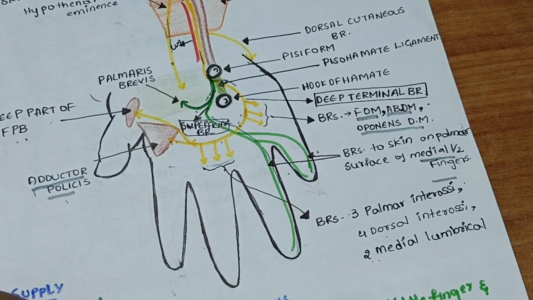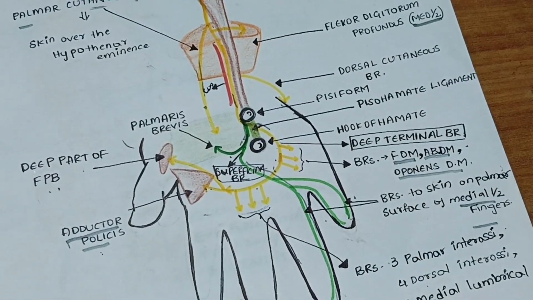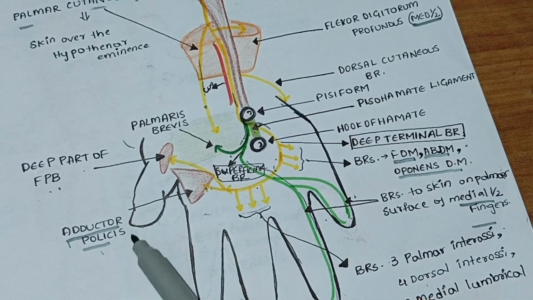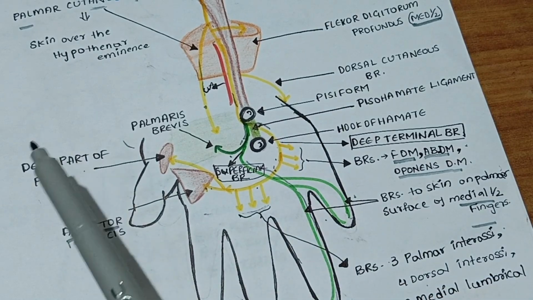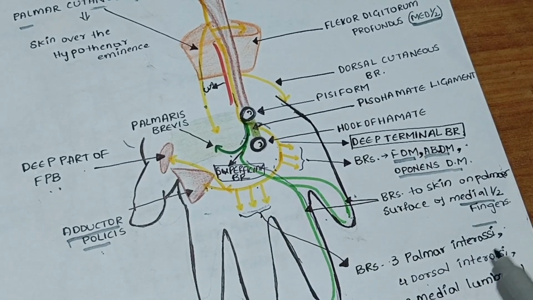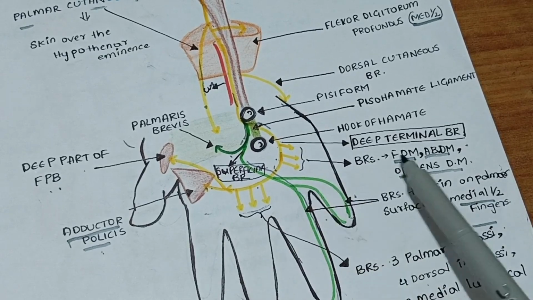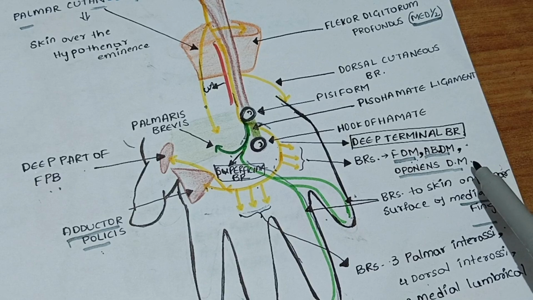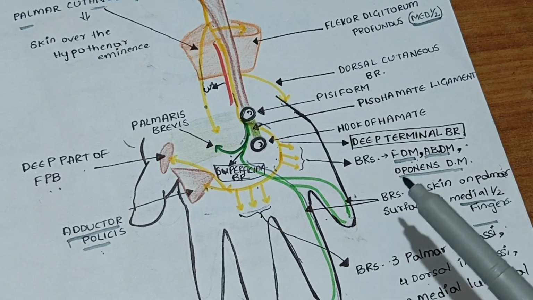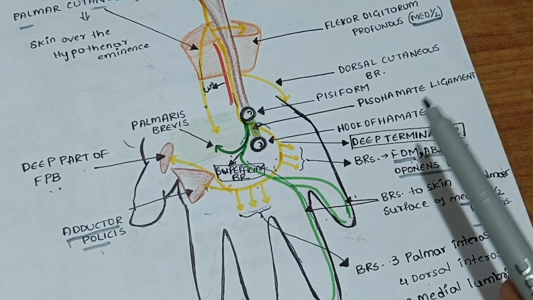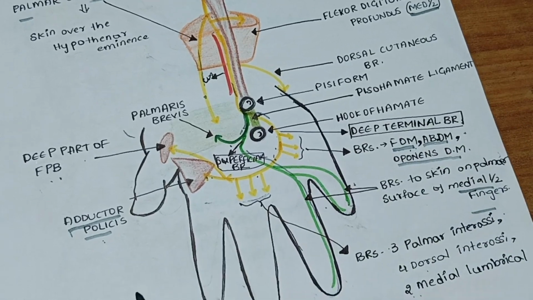Yes, the deep branch of ulnar nerve is going to give adductor pollicis, deep part of flexor pollicis brevis, and branches to palmar interossei, dorsal interossei, and 2 medial lumbricals, and branches to flexor digiti minimi, abductor digiti minimi, opponens digiti minimi. This is the supply of deep, whereas supply of superficial is to palmaris brevis and skin over palmar surface of medial half fingers.